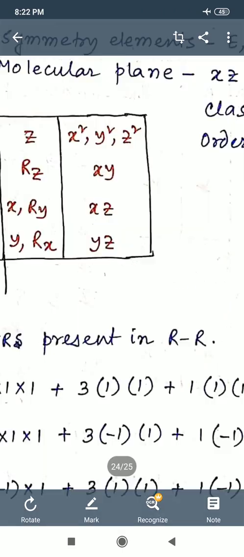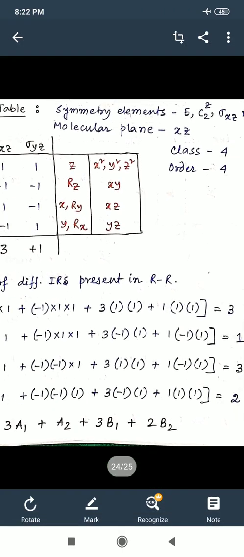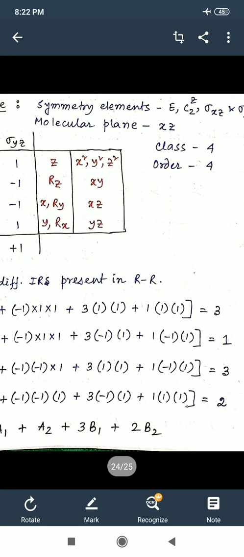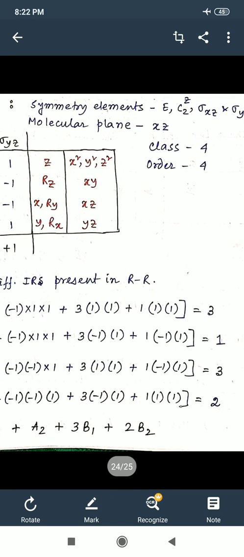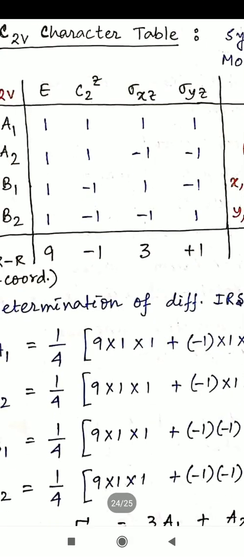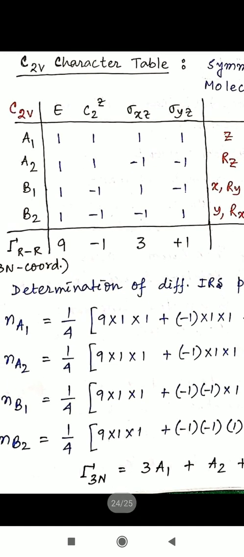In case of the C2V character table, the symmetry elements are E, C2Z, sigma xz and sigma yz, the molecular plane is xz, the class is 4, the order is 4. This is the character table in case of the C2V, where E, C2Z, sigma xz, sigma yz we have to write above. At the left we have to write A1, A2, B1, B2. I have already said why we are writing A1, A2, B1 and B2.